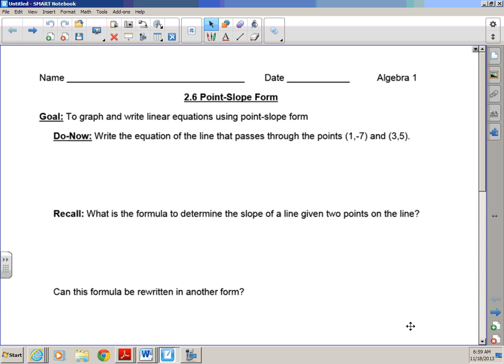The purpose of today's lesson is to understand how to graph and write linear equations using what's called the point-slope form. Now, if you might recall, if you were given 2 points that were on a line, you could write the equation of that line in what's called slope-intercept form.